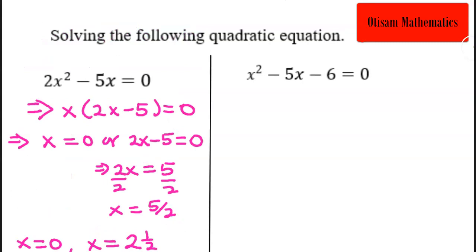Let's look at the next one. We have x squared minus 5x minus 6 is equal to 0. So as we are using the method of factorization, we factorize first.